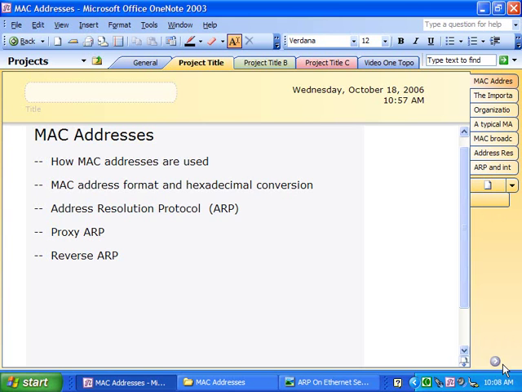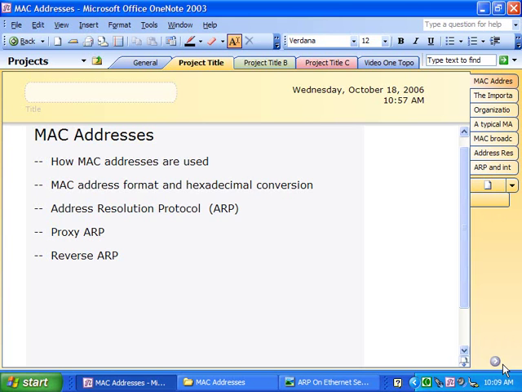And this is actually a topic we're going to revisit in a later video in this course when we talk about switches. But before we talk about how switches handle MAC addresses and how they're used by the switch, we need to make sure we know fundamentally what they are, how they're built, what their address format is. And we're also going to talk a little bit about hexadecimal conversion.